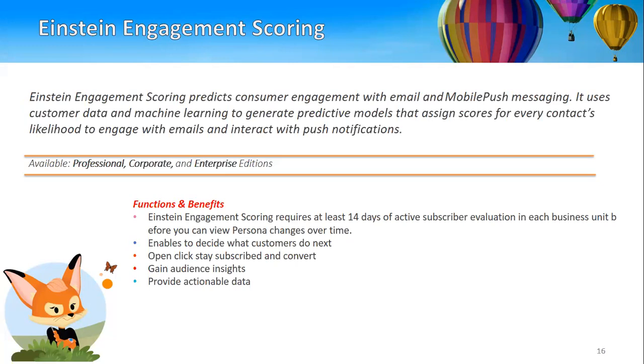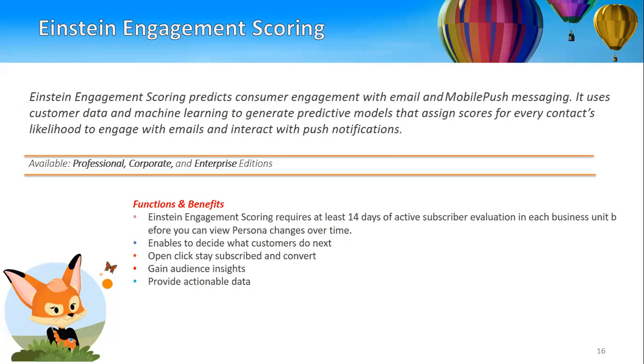This Einstein engagement scoring requires at least 14 days of active subscriber evaluation in each business unit before you can view persona changes over time. Okay, so it enables you to decide what customers do next. That is what I said, it will predict the future. Then open, click, stay subscribed, and convert are the metrics that we can get from Einstein engagement scoring.